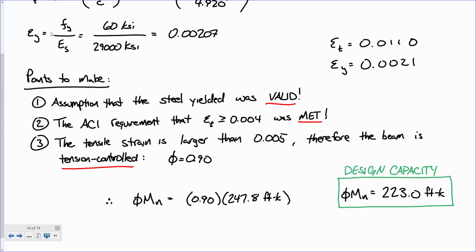That's its design capacity. Remember, Mn is the nominal capacity. Phi Mn is its design capacity, with the strength resistance factor applied to it. Everybody seeing this? Okay. Everybody good? There's one last thing I want to check, and that's whether or not we've met the minimum steel requirement for this problem. So I'm going to go on to another slide. Is everybody okay? All right.